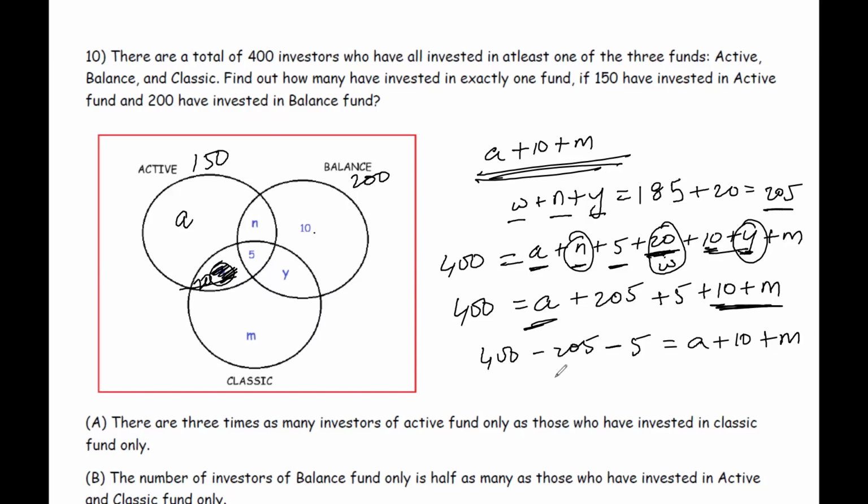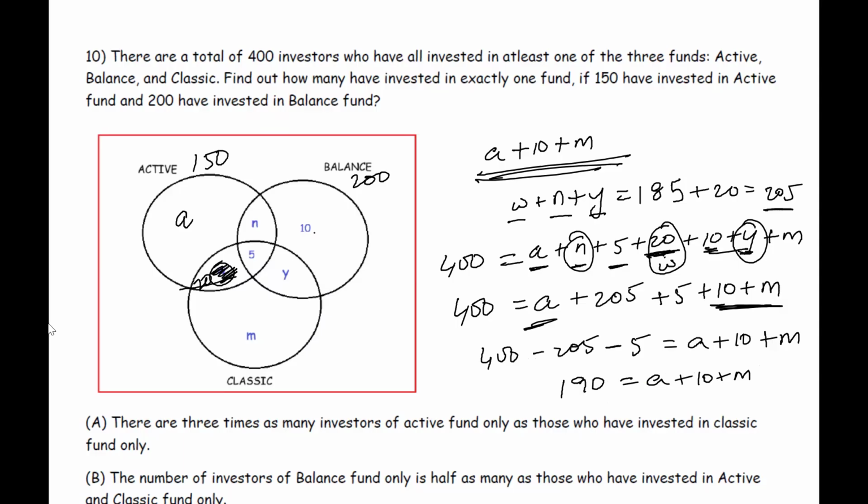So therefore, we get 190. Correct? 400 minus 210, 190 is A plus 10 plus M, and that's the answer because that is exactly what we're looking for. Okay, so now we'll use that formula. We'll come to that formula now.